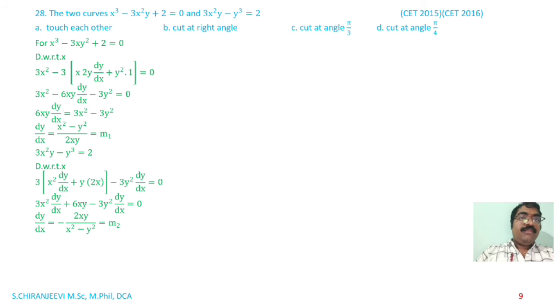Now if you see m1 and m2, if you multiply m1 and m2, you will get minus 1. So if the product of slopes equal to minus 1, it will be perpendicular. Perpendicular is nothing but the angle will be 90 degrees, so the curves cut at right angles. Option B.